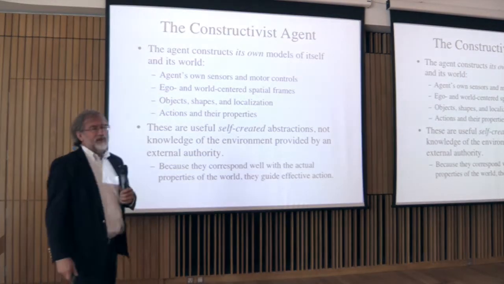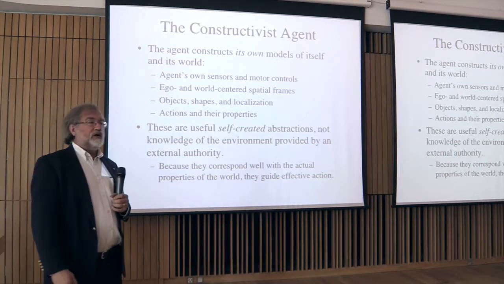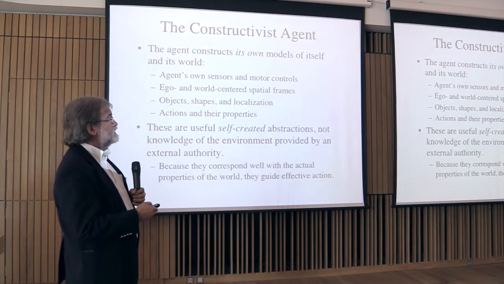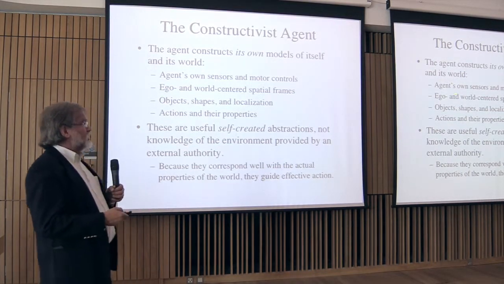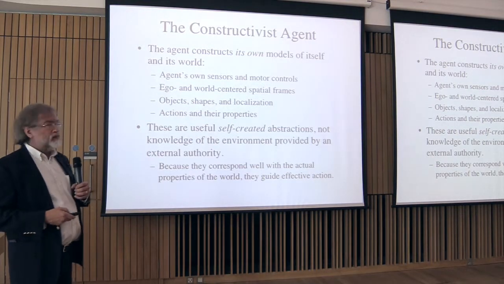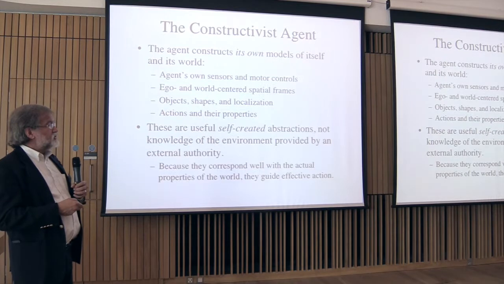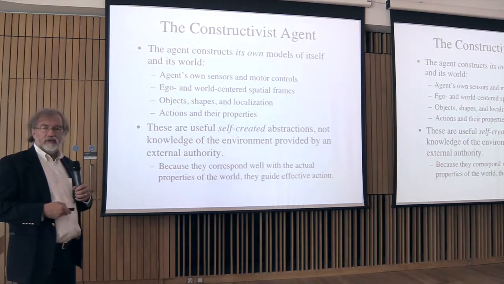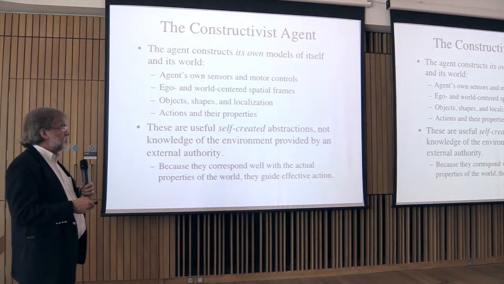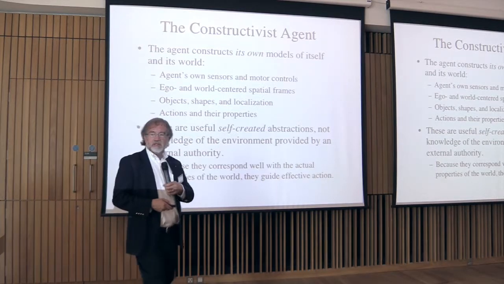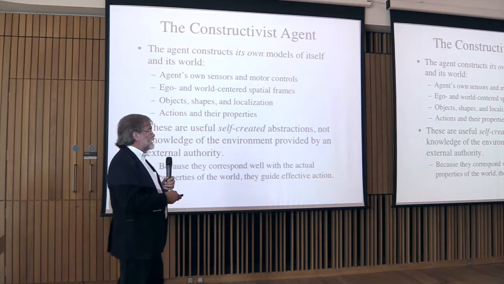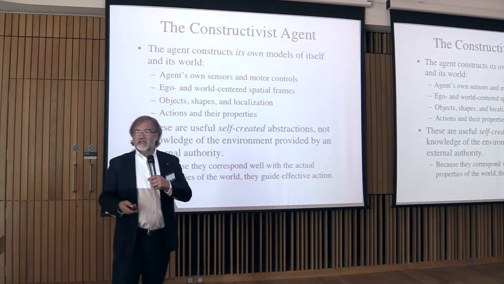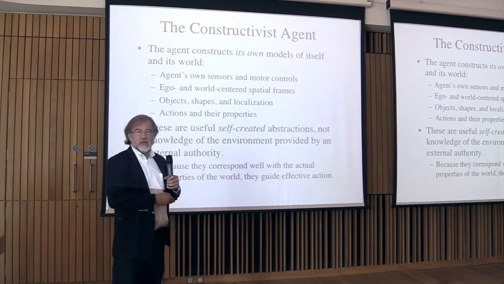So this is an example of a constructivist agent. It constructs its own models of itself and its world, its own sensors and motor controls. It builds these egocentric and world-centered spatial frames. It learns about objects, shapes, and localization. It learns about actions and their properties. And it can paste these things together. And the interesting thing is that these are self-created abstractions. These are not provided by an external authority.